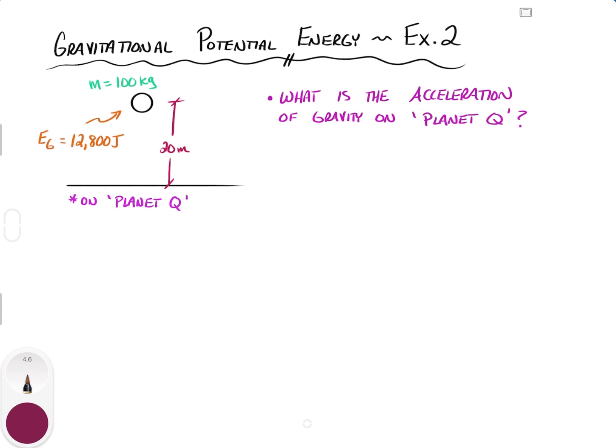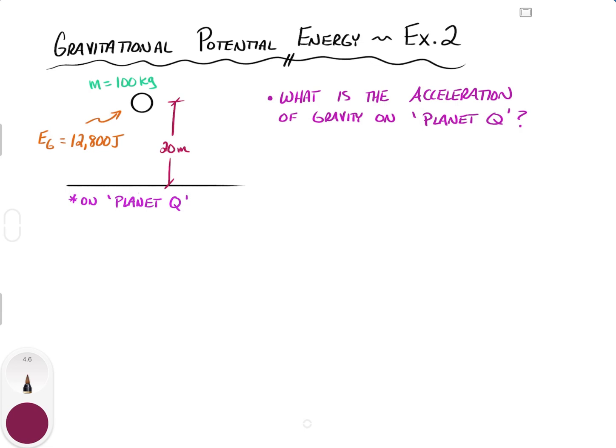All right, if we want to look at gravitational potential energy example number 2, we can take a very similar situation and maybe find a different variable. So here we have a 100 kilogram mass. It's being held 20 meters off of what we call its planet Q. We only know that its gravitational potential energy is 12,800 joules, and they would like us to figure out what is the acceleration of gravity on planet Q.